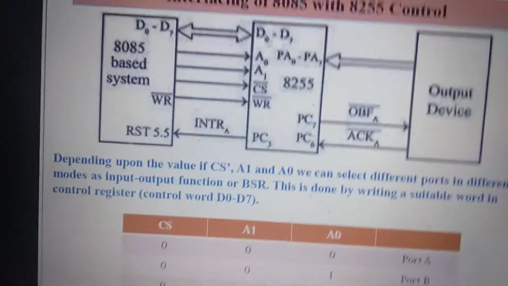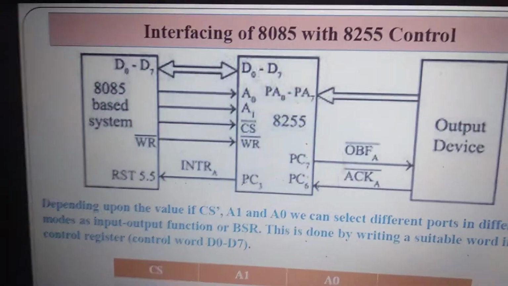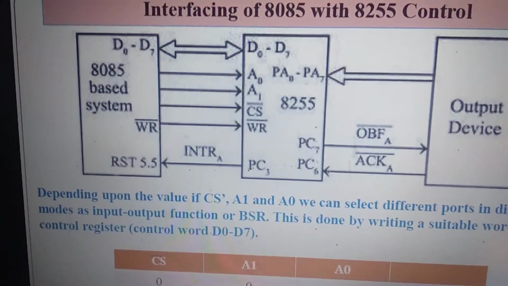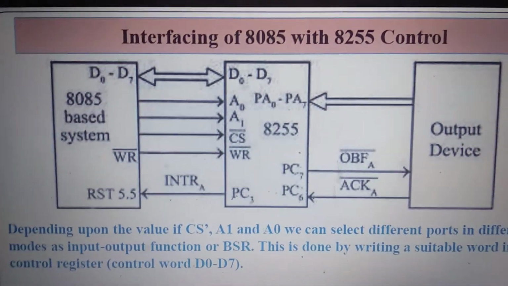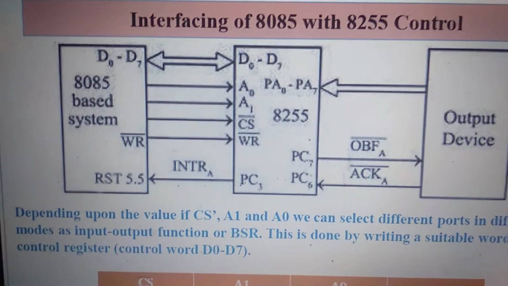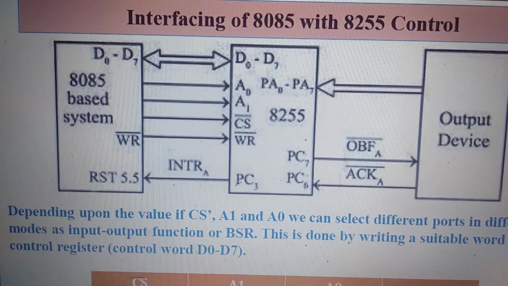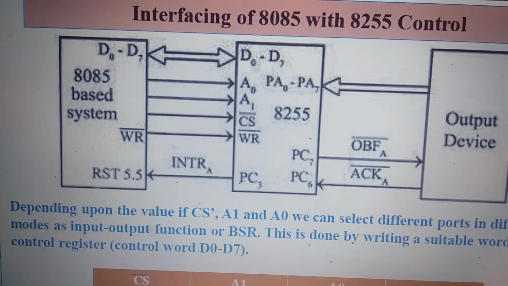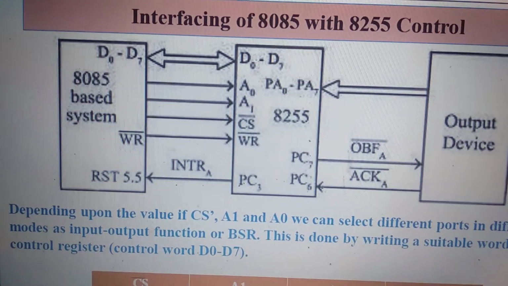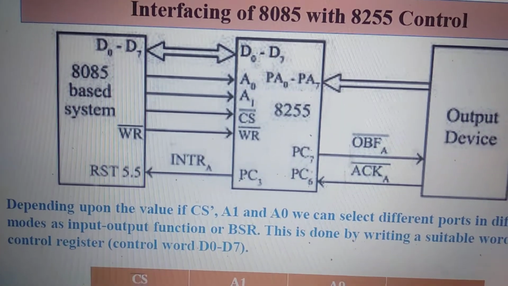Now I'll explain this general block diagram, considering that an 8085 based system has been interfaced with an output device through the 8255. So the D0 to D7 data bus should be connected to the 8255 IC.